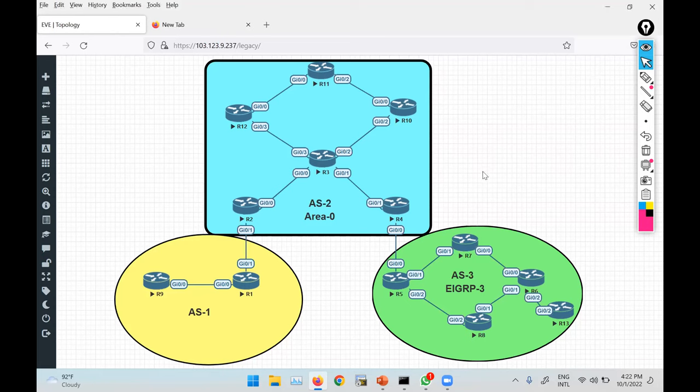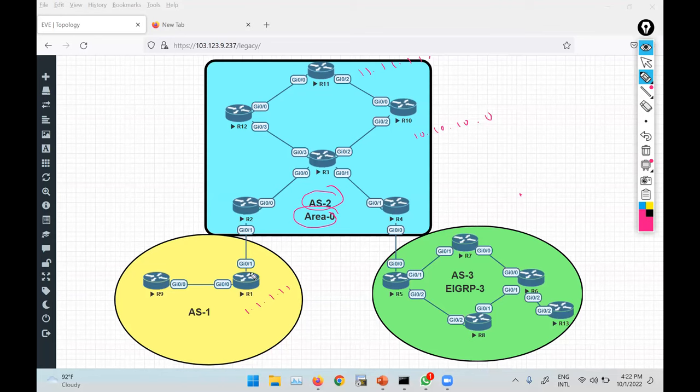Yes. Okay. So if you see here in this topology, on the upside, there is a topology with AS number 2 and OSPF configured with area 0. All the routers are configured with a loopback. Like for router 10, the loopback interface is 10.10.10.10. For router 1, the loopback interface is configured with 1.1.1.1. So all the routers are configured with a loopback and point-to-point links.